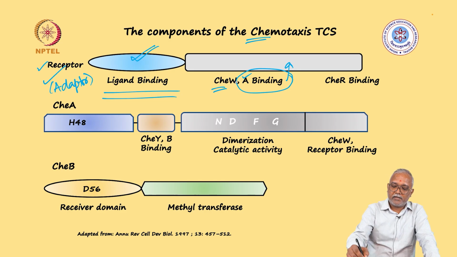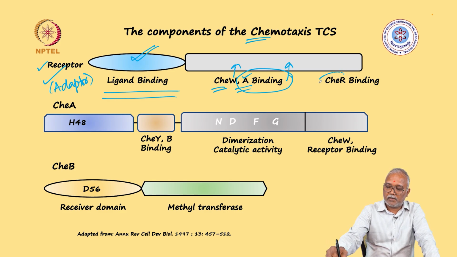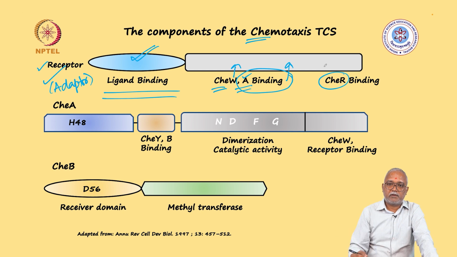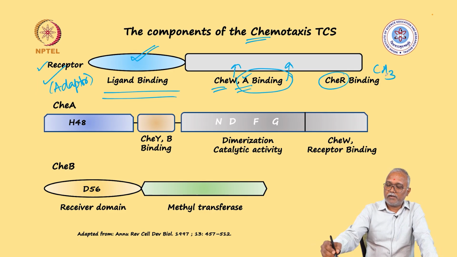We will also see that Che W must also bind to the receptor. Why? Because this is the one which holds Che to the adapter receptor molecule. So both of them should have a binding space on the receptor. Also, I told you that this receptor is regulated by a methylation event, and that will be performed by this molecule which is CheR, so that is also having a space for binding.